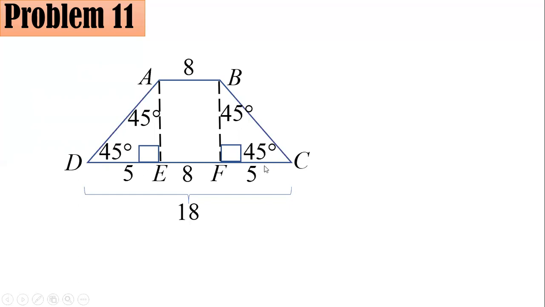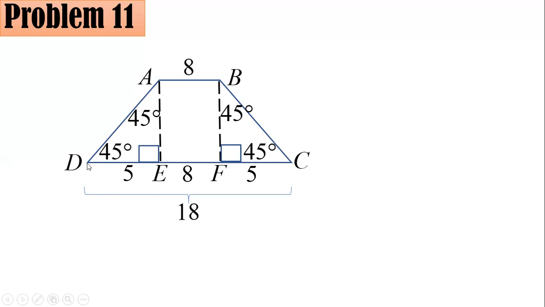That's why 5, 5. The fact that this is 45, this is also 45, because in an isosceles trapezoid, the base angles are equal in measure. So this is 45, this is also 45. The fact that this is 90 tells us that the remaining angle of triangle ADE should be 45 degrees as well.